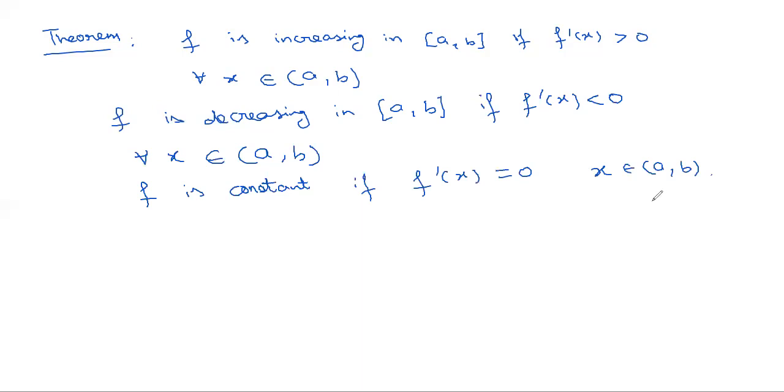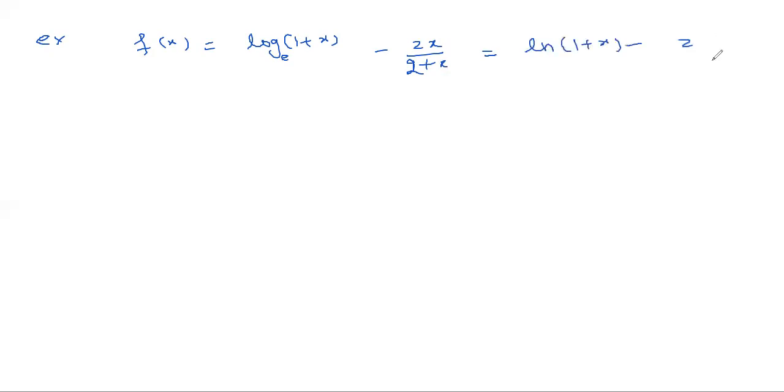Let's take a few examples to check if the functions are increasing or decreasing, and learn a few techniques of applying this mathematically. Example: the function f(x) equal to log(1 plus x), log has base e, minus 2x over 2 plus x. The function may be represented as well as ln(1 plus x) minus 2x over 2 plus x.